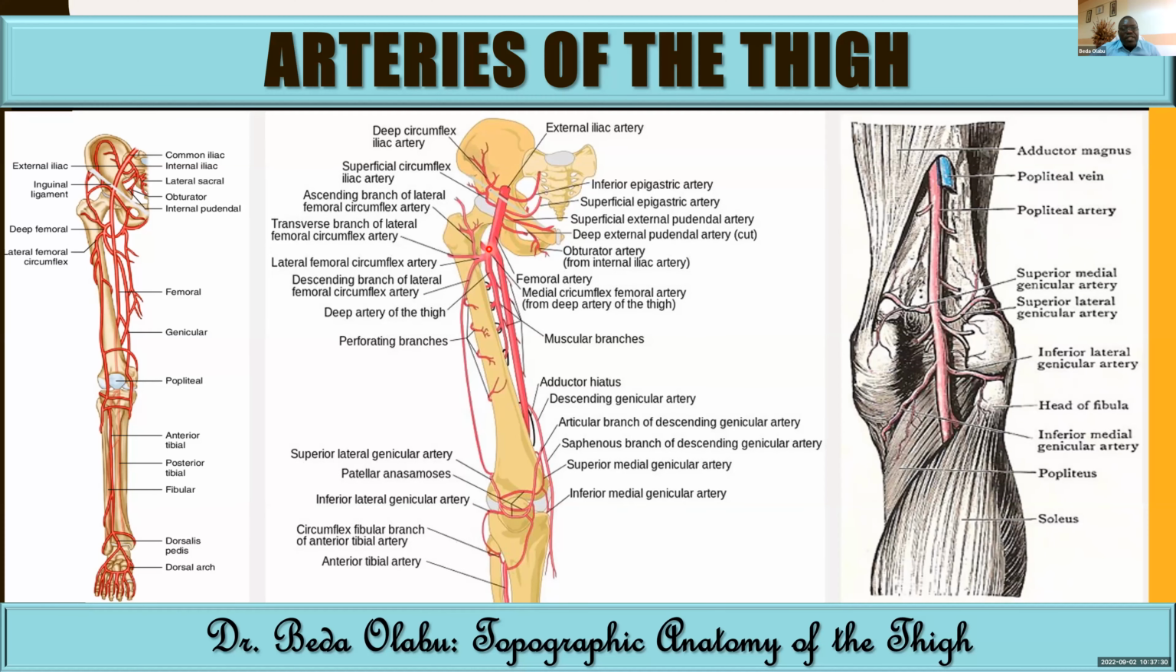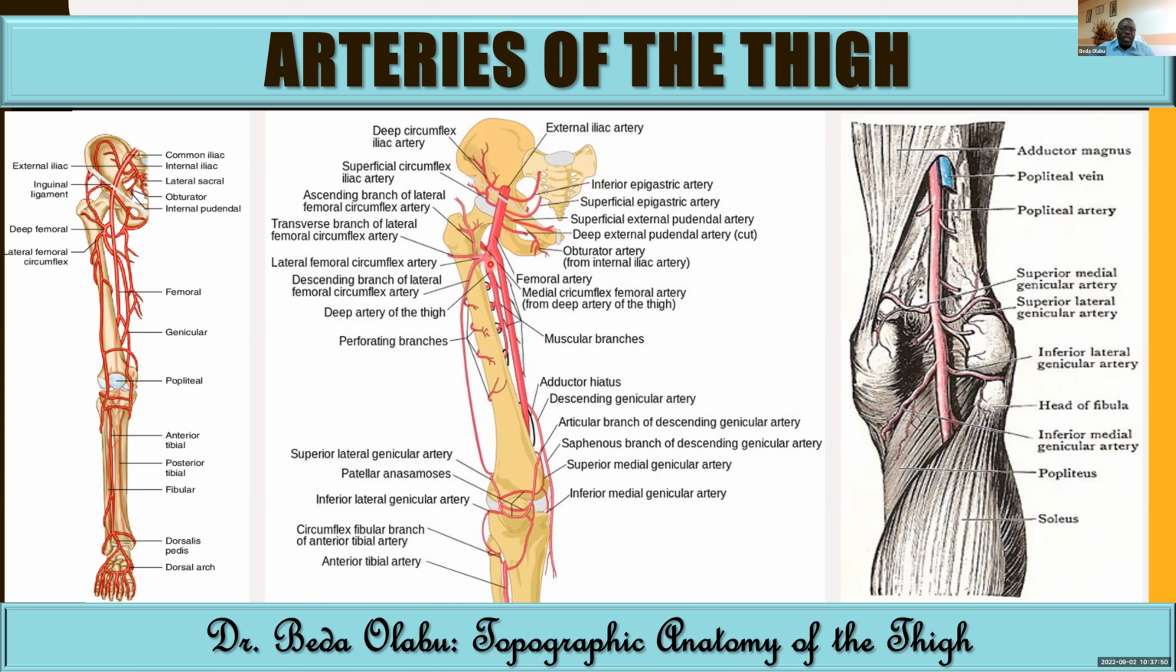The medial circumflex femoral artery gives you an ascending and a transverse branch. The ascending branch again to the trochanteric anastomosis, and the transverse branch to the cruciate anastomosis. We rarely talk about a descending branch from the medial circumflex femoral artery.